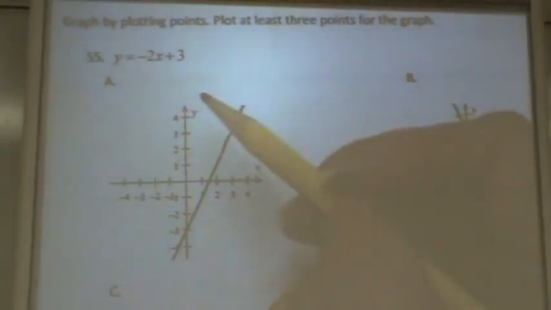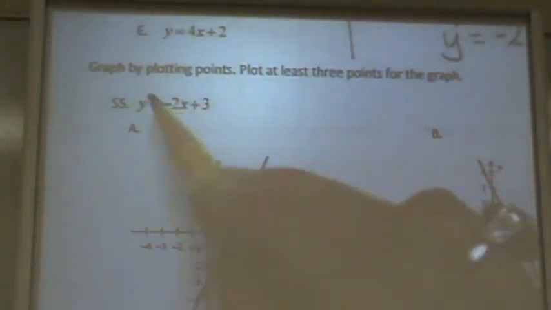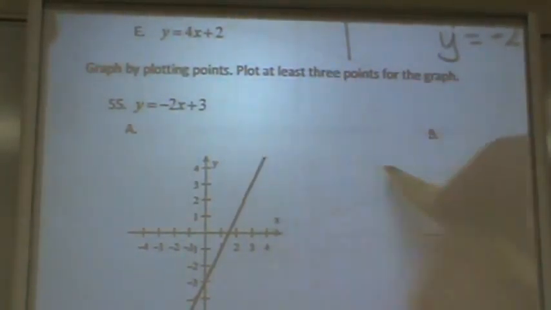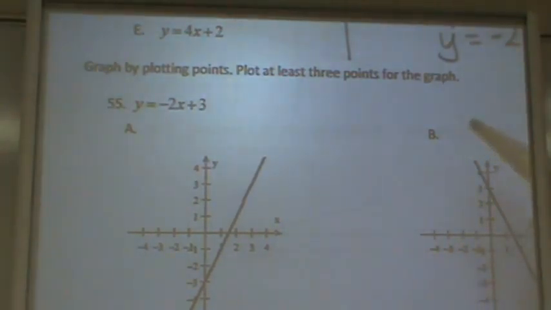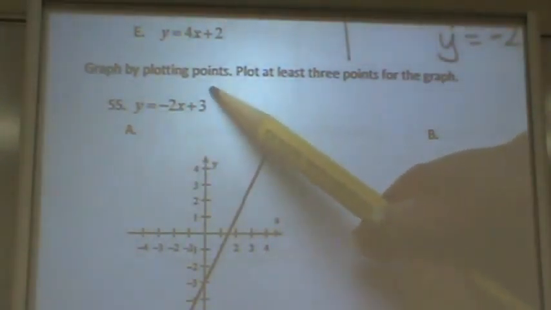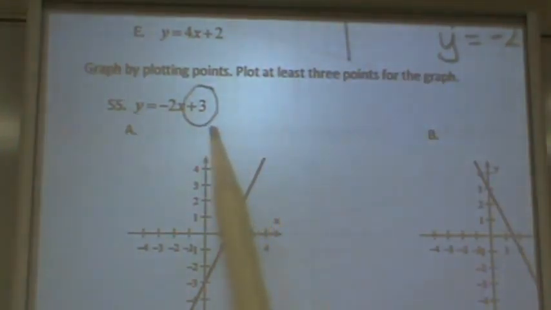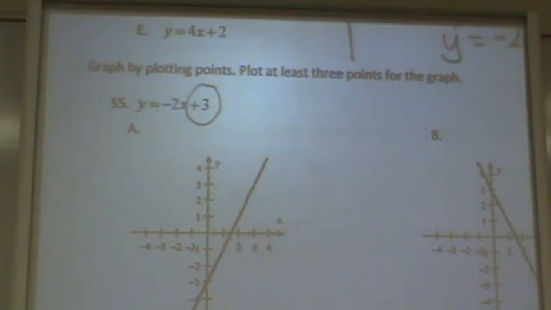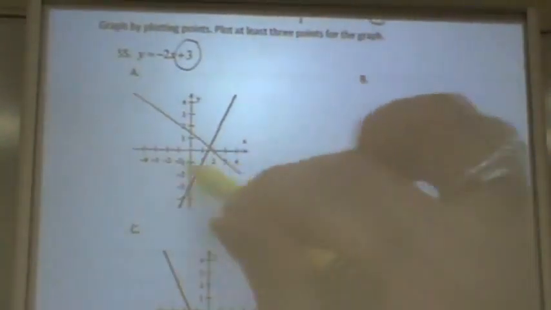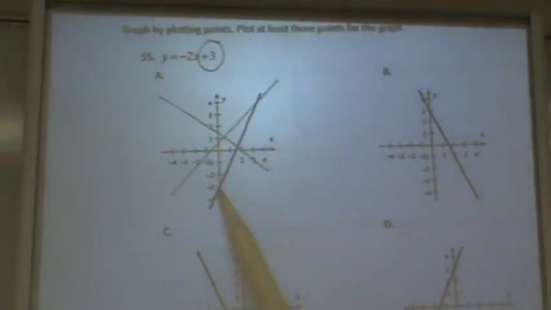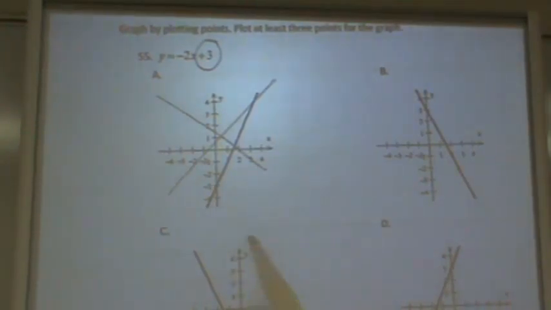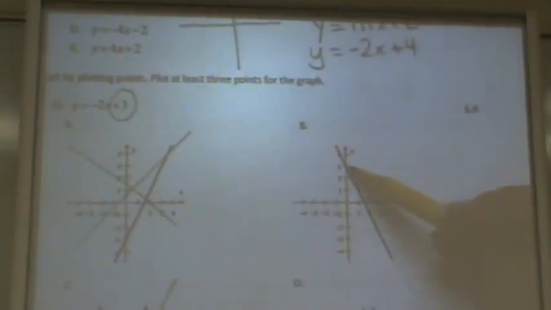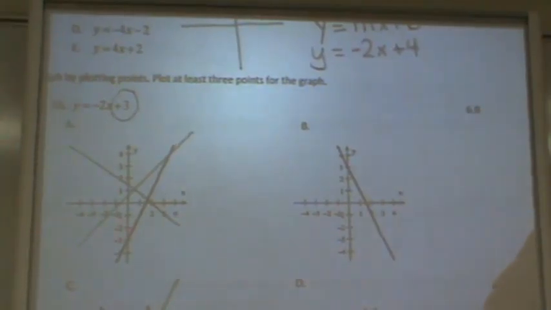55. You are asked to graph. You could plot points, so you could make a table of values, or you could do it the way we did in class. This is in slope-intercept form. So we know that our y-intercept is 3, so our graph is going to cross the y-axis at 3. So right away, the answers that I should exclude are A, because its y-intercept is negative 3, and same with C. So it's one of these two. 3 and 3 are your y-intercepts.